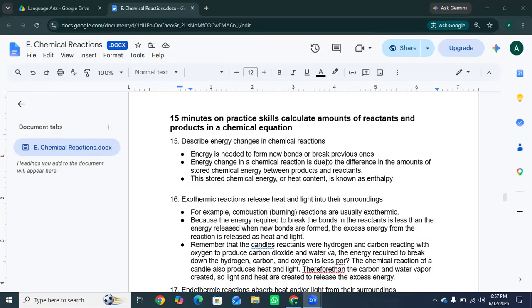Remember that the candle's reactants were hydrogen and carbon reacting with oxygen to produce carbon dioxide and water. The energy required to break down the hydrogen, carbon, and oxygen is less. The chemical reactions of a candle also produce heat and light, so light and heat are created to release the excess energy.